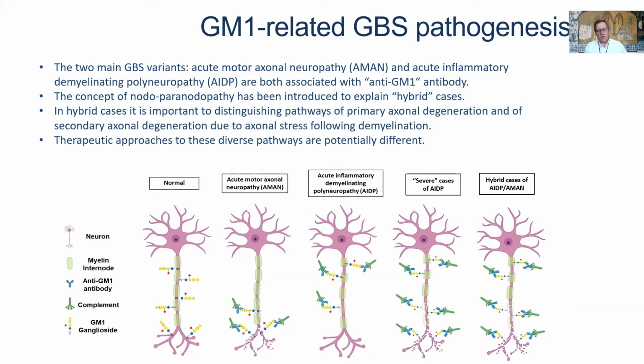And we also have primary axonal degeneration, which occurs in the acute motor axonal neuropathy phenotype, and what we think of as secondary axonal degeneration, which occurs as a result of glial injury. And separating out these various components of GBS, be it AMAN or AIDP or a hybrid form with both primary and secondary axonal degeneration, possibly all of these occurring in the same patient, is clearly quite a challenge.